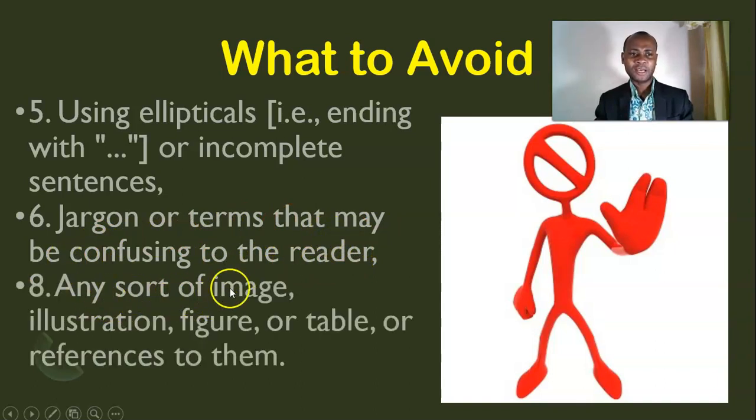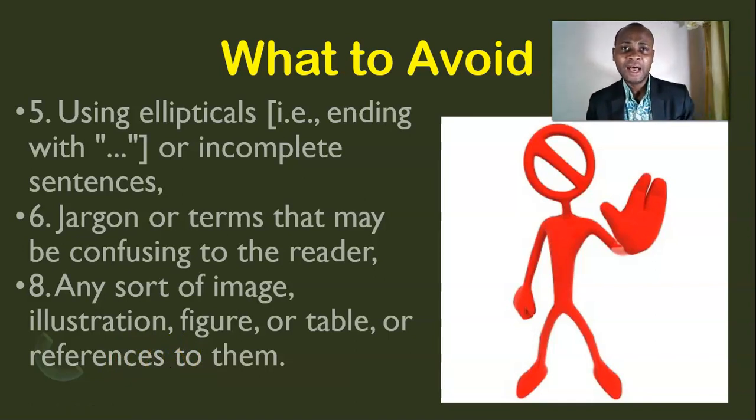Avoid any sort of image, illustration, figure, or table, or reference to them. So don't include any image, any figure, any table in your abstract, or refer the reader to any table. Don't make any reference. For example, in the result aspect of the study, you put into brackets Table 2 or something like that. No, you don't have to do that in your abstract. Just write straight away. Don't refer the reader to anything.